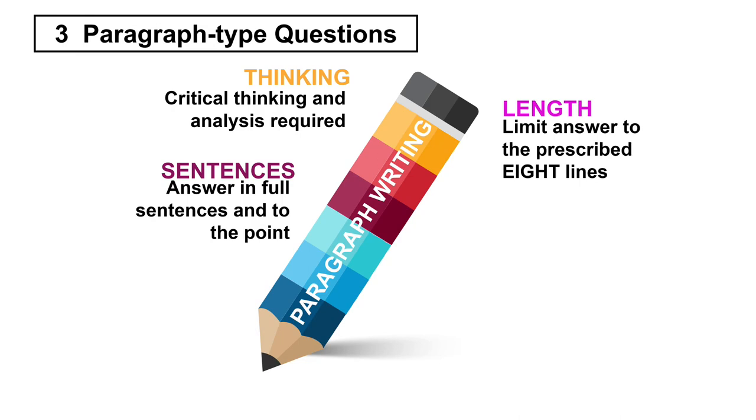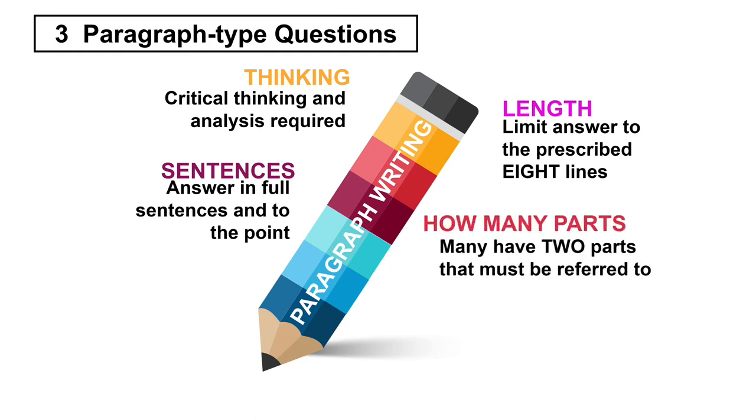So we need to consider the length of our answer. Then thirdly, when it comes to the way in which you write, it's a paragraph. You need sentences. You cannot be writing in single words. You need to answer in full sentences, but also to the point. Don't say the same thing 5 times in different ways. Then, ascertain how many parts there are to your question. I'll explain this part to you immediately after this. So I'm just going to move on. I'll come back to explain how many parts.